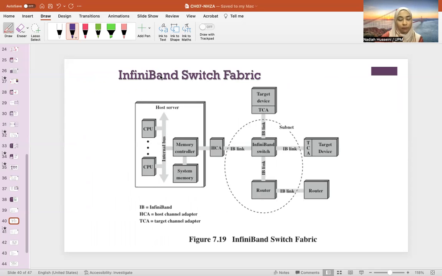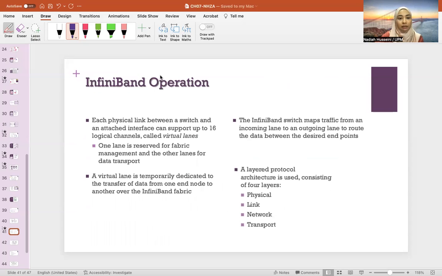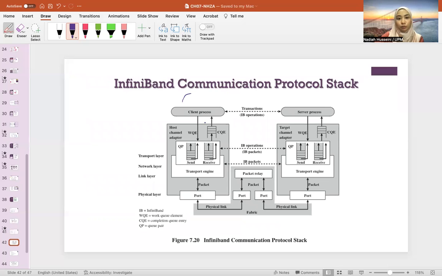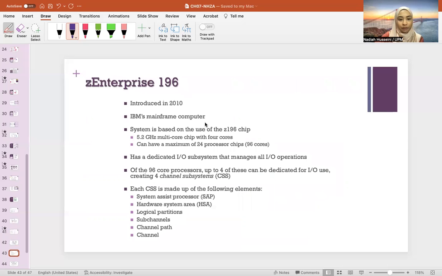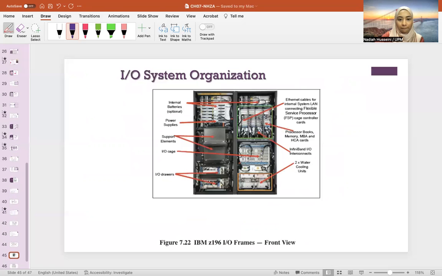And then this is the switch fabric. I'm just exposing you to this name. We have the Thunderbolt, the InfiniBand. And then we have, of course, protocol layers. As with any complex systems, we do have the protocol layers. And then this is the communication protocol stack. I'm not going to discuss this one. Okay, so this is an I/O system organization, just showing it to you guys. Don't have to memorize this, just exposing.